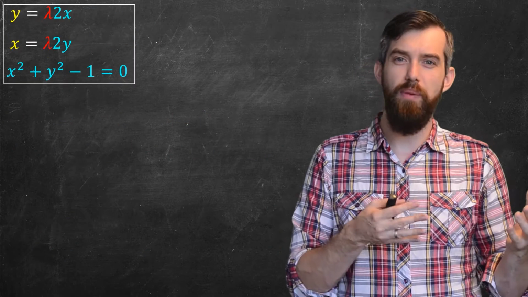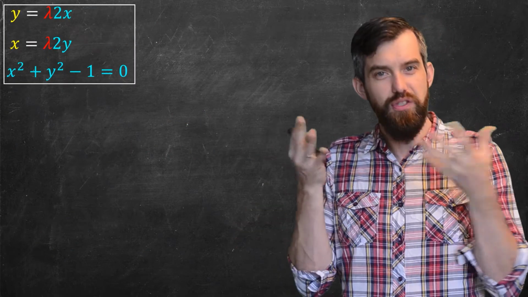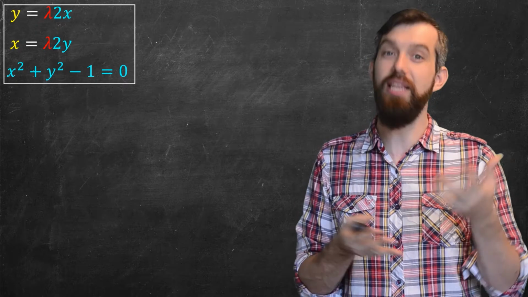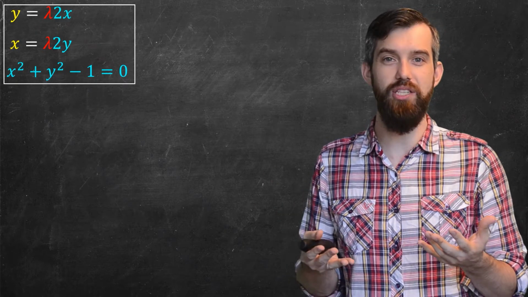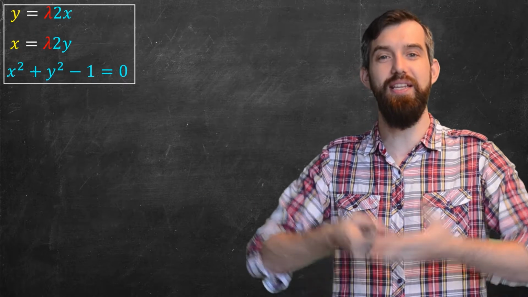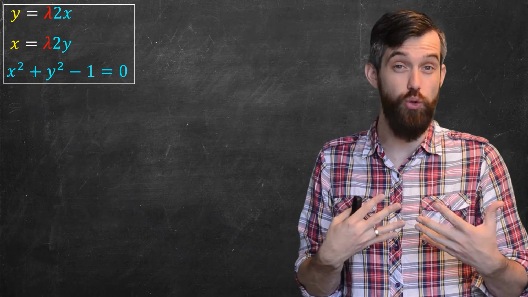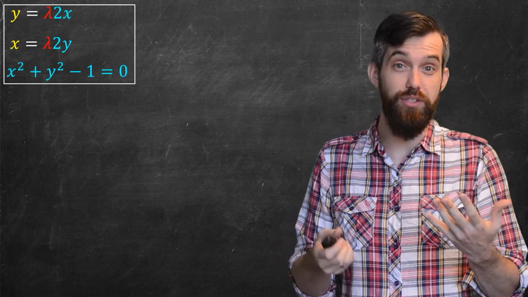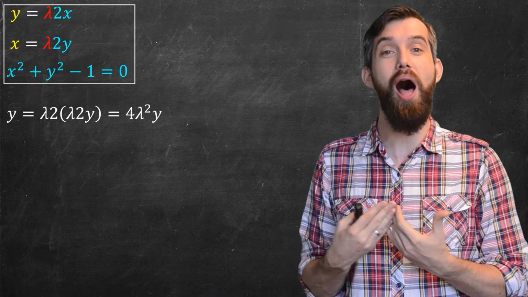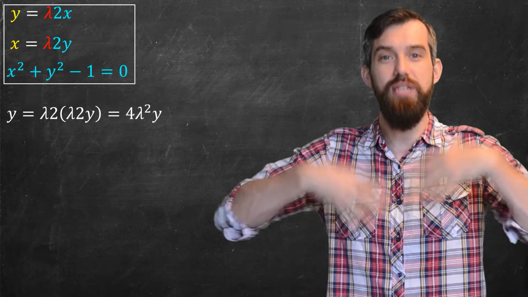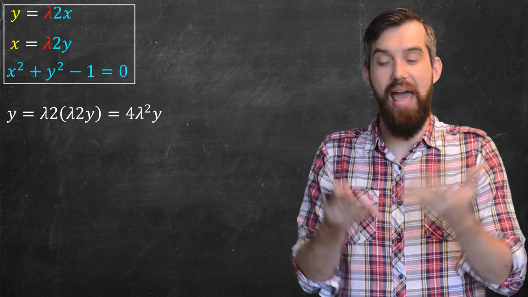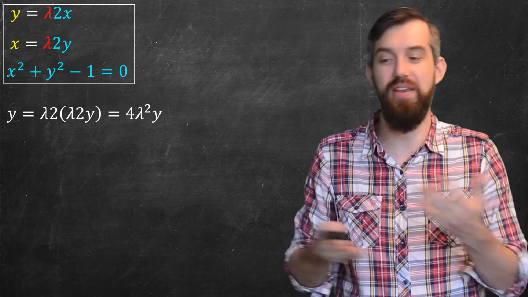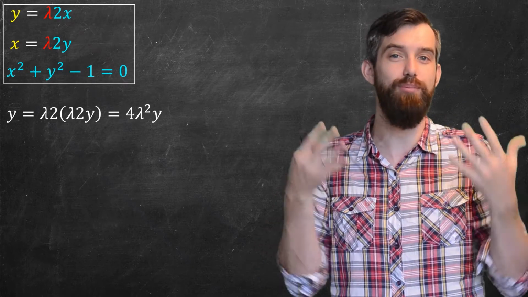Now, depending on your problem, the specifics of the algebra of solving these equations simultaneously might change. In this particular case, it's relatively straightforward. What I'm going to do is take the second equation, x equals lambda times 2y, and plug it into the first, and that's going to give me the equation that y is lambda times 2 times lambda times 2y. You put all that together, you get y is 4 lambda squared times y.